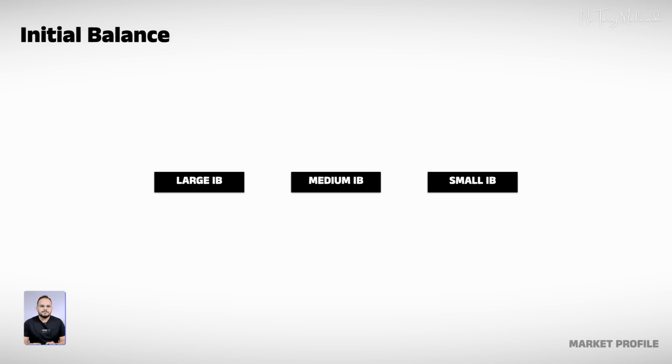So the ultimate key concept is that there are 3 types of IBs: large, medium and small. Based on these categories, we are going to analyze the market further. If this is clear to you, let's now move on to the next key concept of market profile.